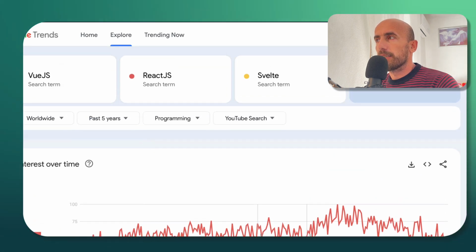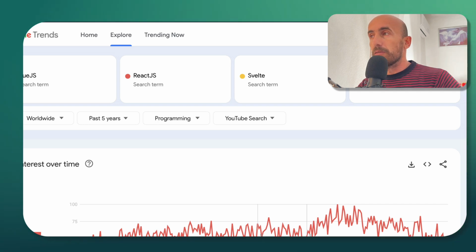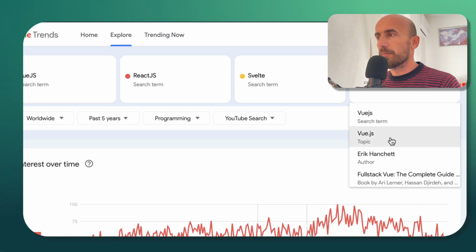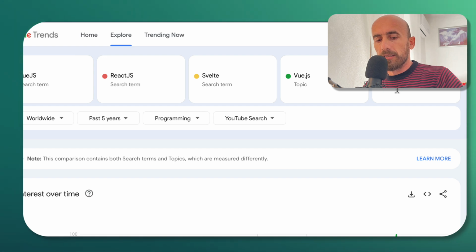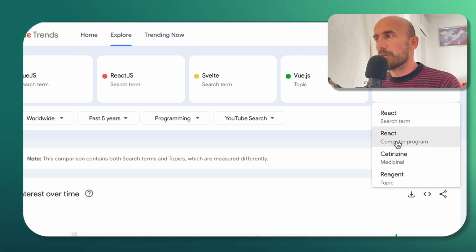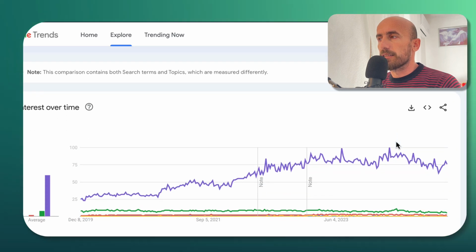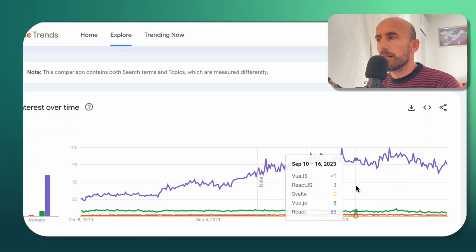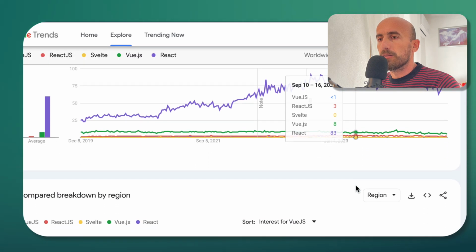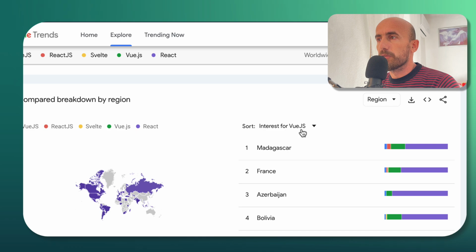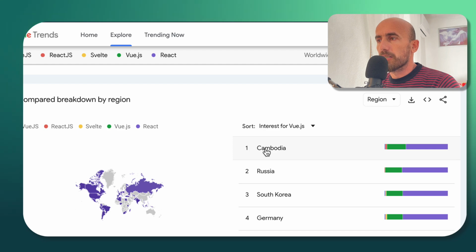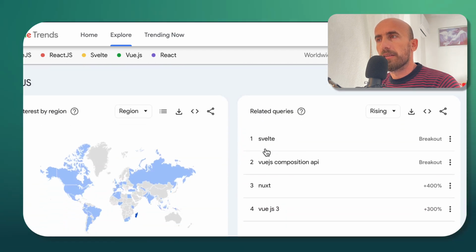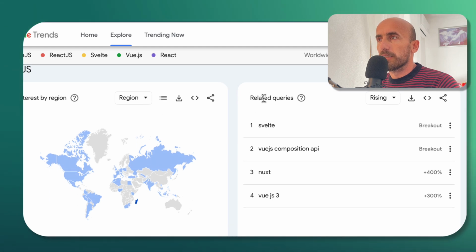Now what if I add Vue.js as a topic? Okay, but if I search for React and React computer program, we can see that React is far away. Also we can scroll down. For example, interest for Vue.js as a topic: Cambodia, Russia, South Korea, Germany and so on. Then Vue.js related queries: Svelte, Vue.js composition API, Next and Vue.js 3.